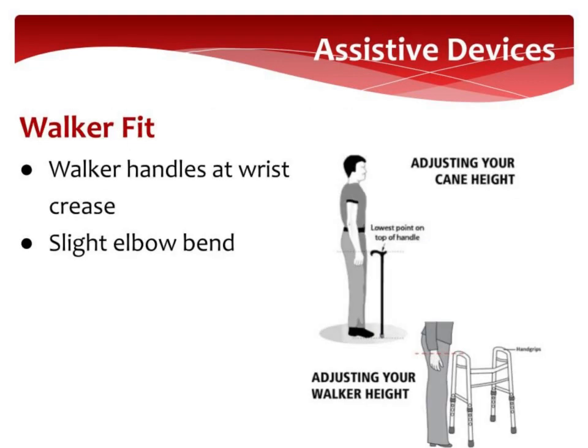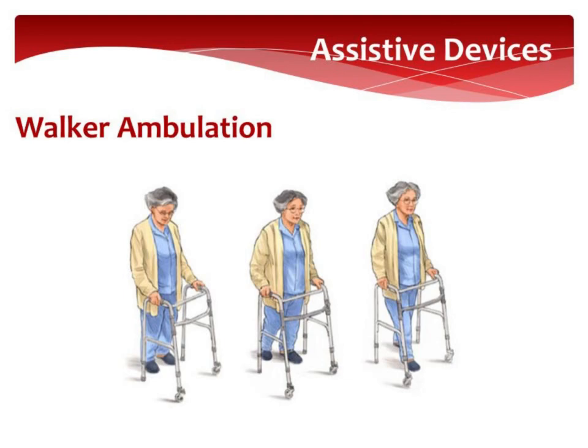Stand tall with arms relaxed with your walker in front of you. The handles should be at your wrist crease. Use the push pins on the legs to adjust to the appropriate height. Stand tall with your feet near the back legs of the walker.